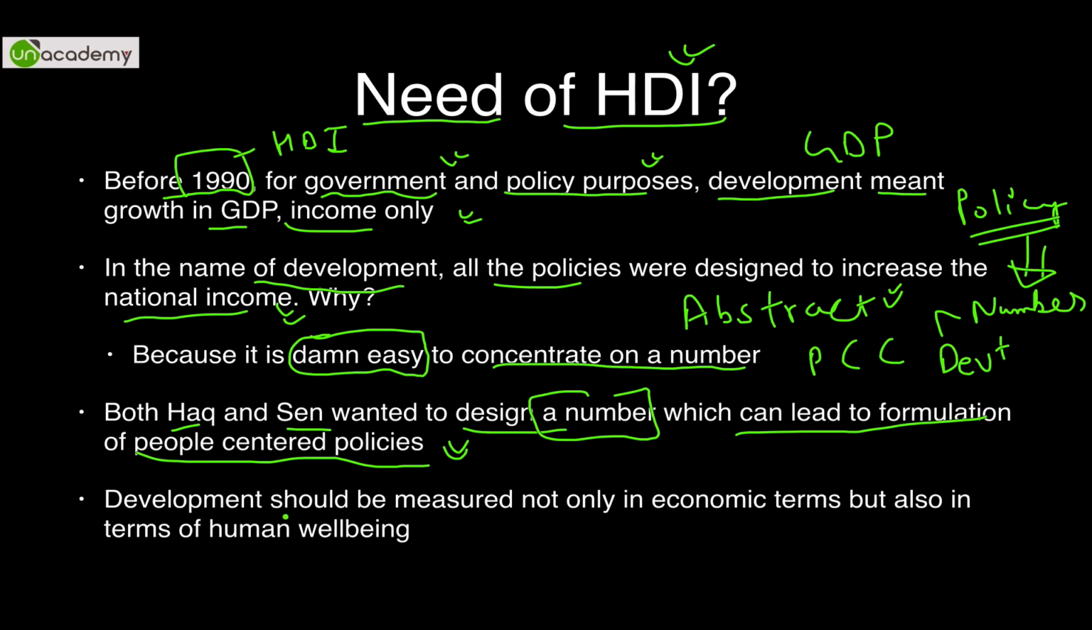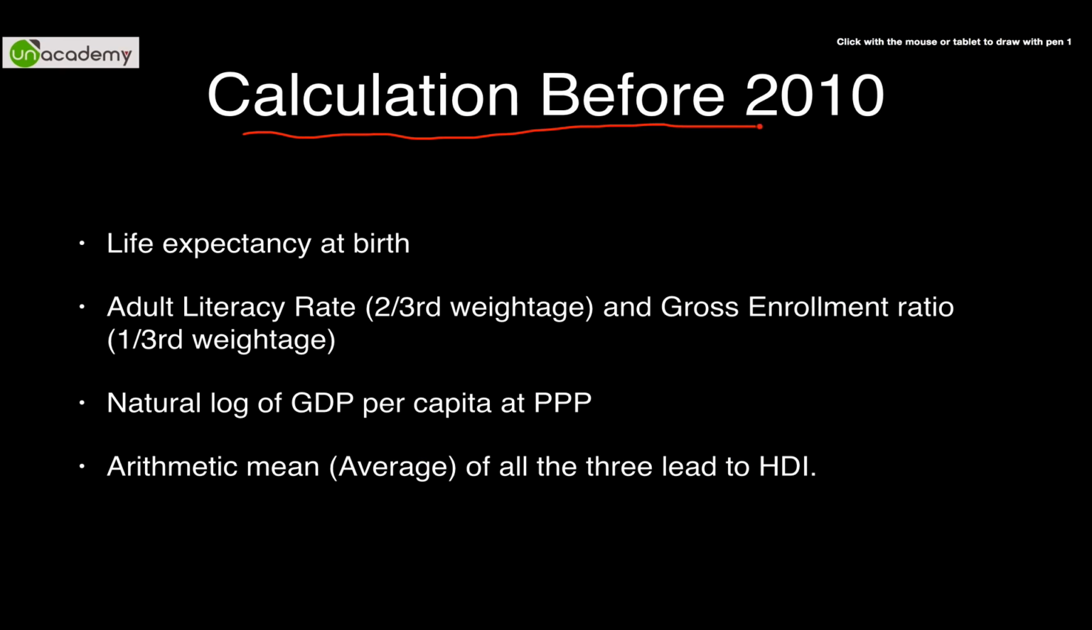Why did they want a number? Because development should be measured not only in economic terms. I'm not saying economic terms are not important, they are very important for income purposes, but development should not be measured only in economic terms, it should also be measured in terms of human well-being. Is that absolutely understood? So that is why there is a need of HDI to take care of this human well-being part.